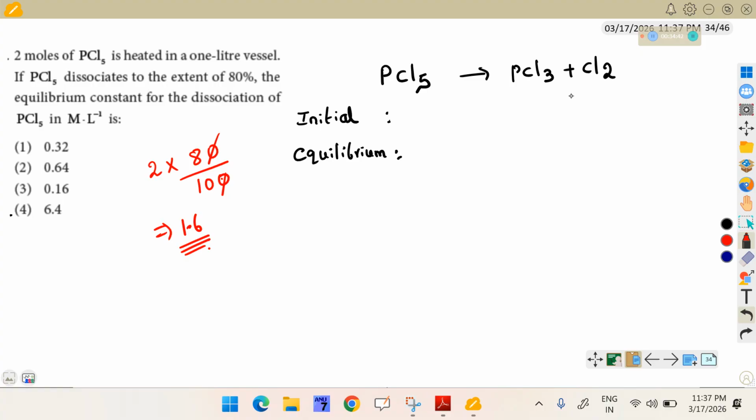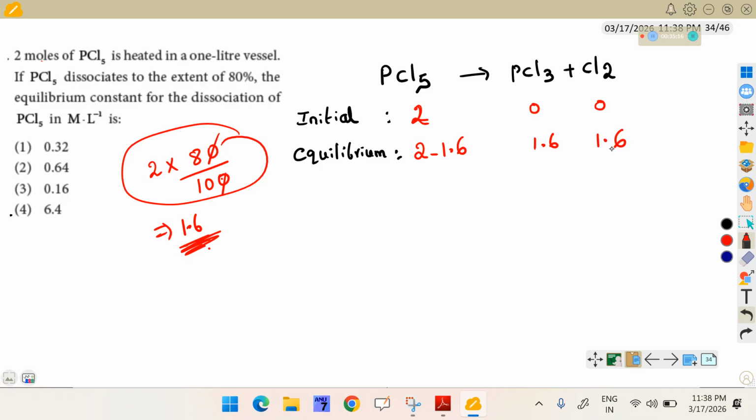See the next question. 2 moles of PCl5 is heated. Initially only reactants are present. Reactant concentration is 2 moles. Products are absent, so product concentration is 0. If PCl5 dissociates to the extent of 80%, 80% of 2 is 1.6. That means from 2, at equilibrium, you must remove 1.6. 2 minus 1.6 is 0.4, and the products are 1.6 and 1.6.